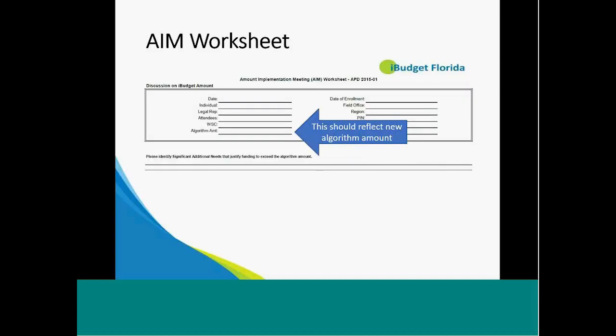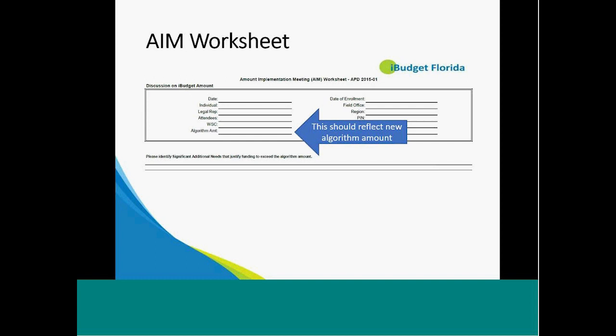Okay, so now I want to talk about the AIM worksheet, because this is a required document. It's in our rule, and so we can't get rid of it. But we need to make sure that it's completed correctly. So one of the things that we have issues with is sometimes we have to send requests for additional information for the algorithm amount field. The AIM has to be completed according to the rule anytime the consumer's algorithm amount changes.